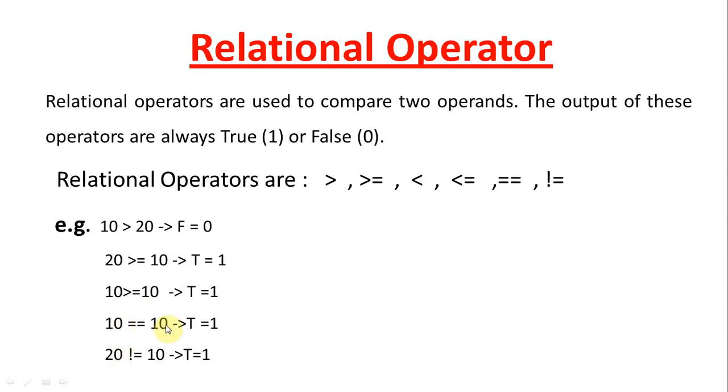Now 10 double equal to 10. Double equal to is used to compare equality, and 10 double equal to 10 is of course true because 10 is equal to 10. So we are going to get 1, that is true. This is the not equal to operator. So 20 not equal to 10 is true because 20 is not equal to 10. So we are going to get the value 1, that is true.